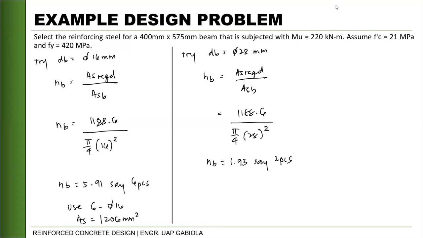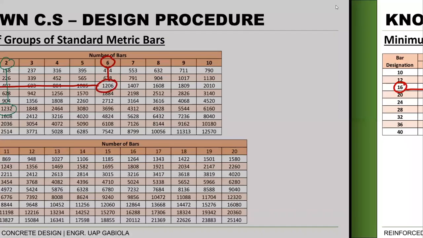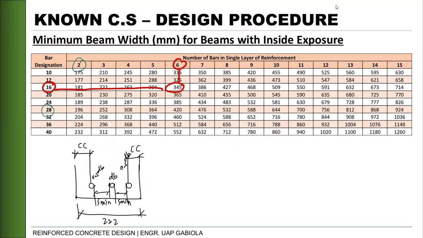Checking the table again, 2 pieces of 28 has an area of 1232, which is okay and passes our required 1188. The required width for 2 pieces of 28 is 196, so it is also possible. This means we can also select 2-28 if that is what the problem requires, such as a 28 diameter rebar only.